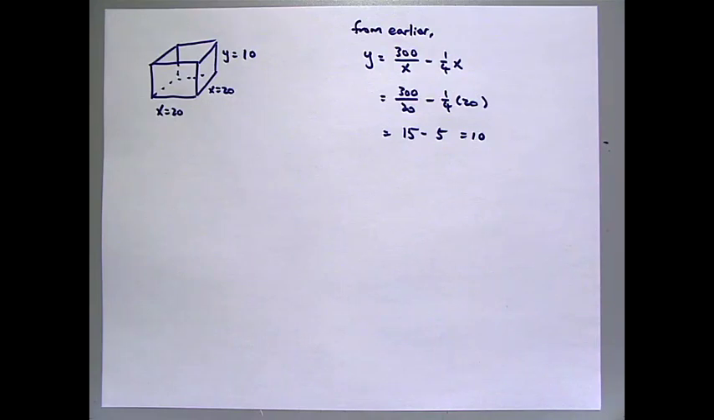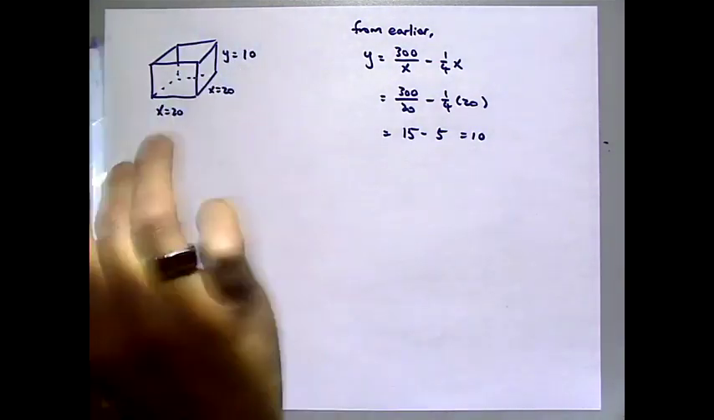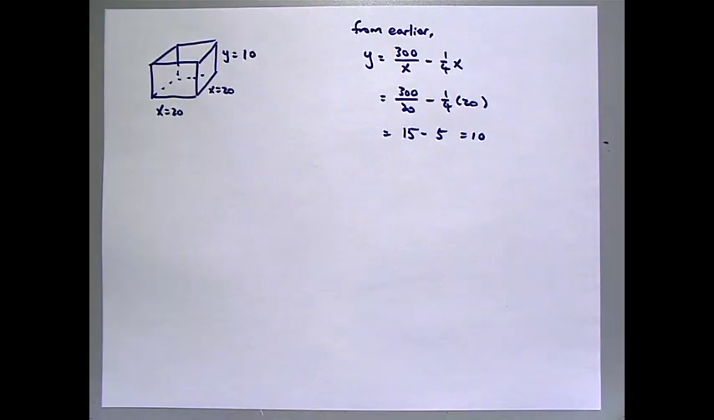So the question is answered here. If you have 1,200 square centimeters of material available, this is how you want to build your box without a top to it, such that it would have the largest possible volume.